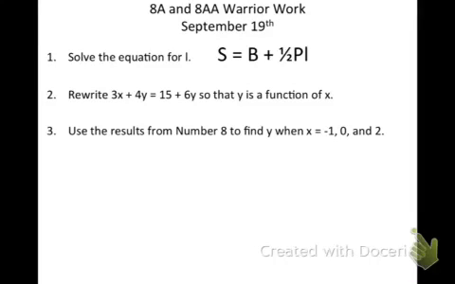Warrior work for September 19th. Number 1. Solve the equation for L. S equals B plus 1/2 PL.